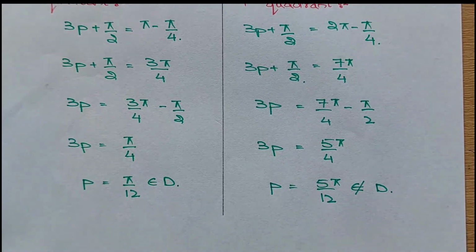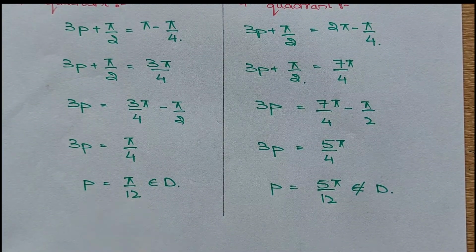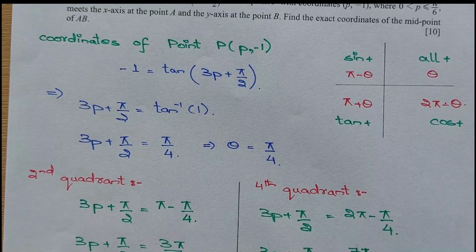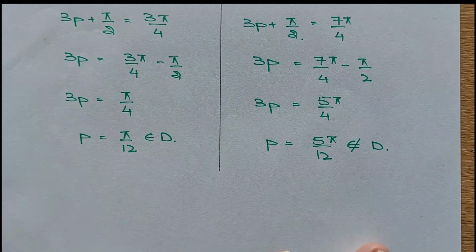Okay, so now we have the p value, that is pi by 12. Now what is the coordinate for P? That is p, minus 1. So that is pi by 12, minus 1.